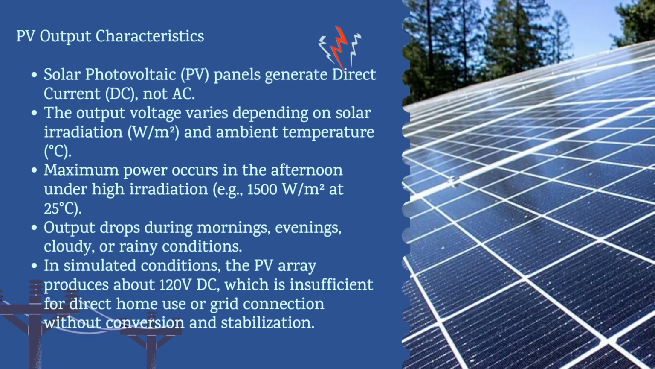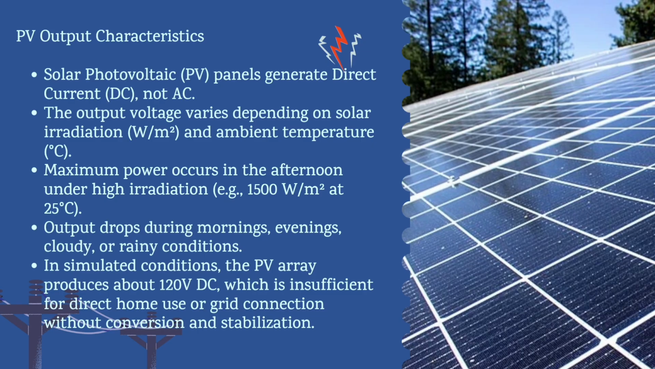PV panels generate direct current, but with the help of a conversion, we can use it as alternating current. Their output is highly dependent on environmental conditions such as solar irradiation and ambient temperature. At midday, under strong sunlight, for example 1,000 watts per square meter at 25 degrees Celsius, the panel can reach its maximum power output. However, in mornings, evenings, or during cloudy and rainy weather, the voltage drops significantly.